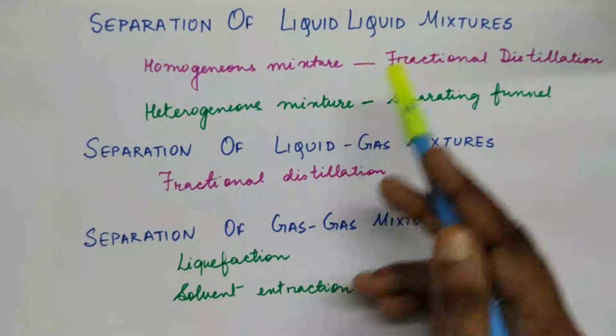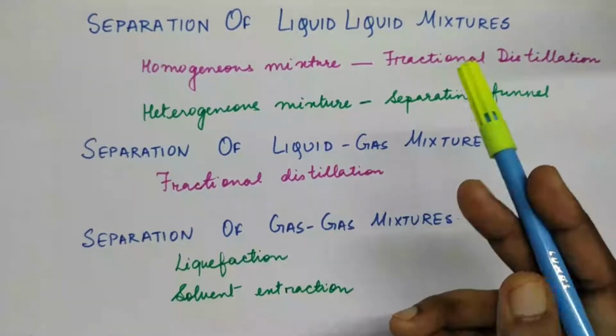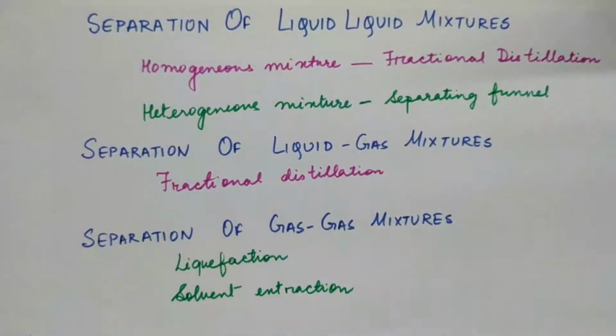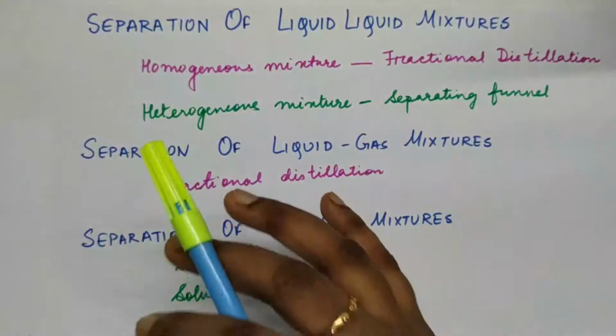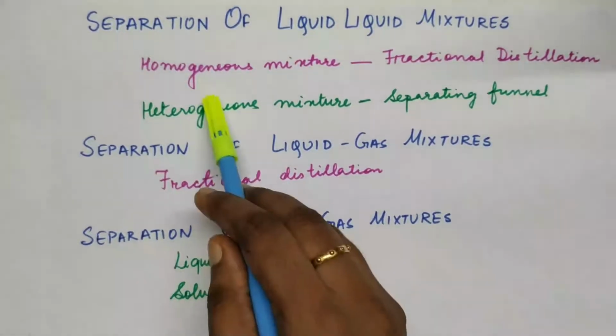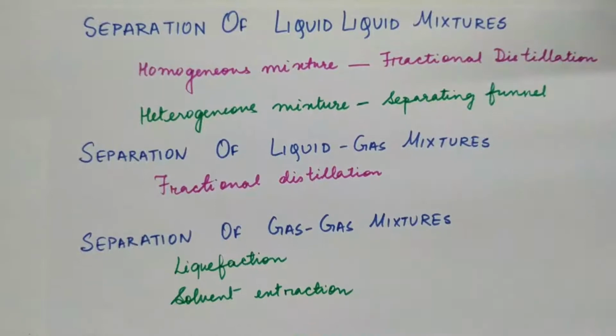When we talk about separation of a homogeneous mixture, what may happen is that the two liquids which are forming a mixture cannot be seen separately and they're completely mixed with each other, and that kind of liquid is a miscible liquid. Like if you mix alcohol and water, they form a miscible and homogeneous mixture. For that we can go for the technique of fractional distillation.